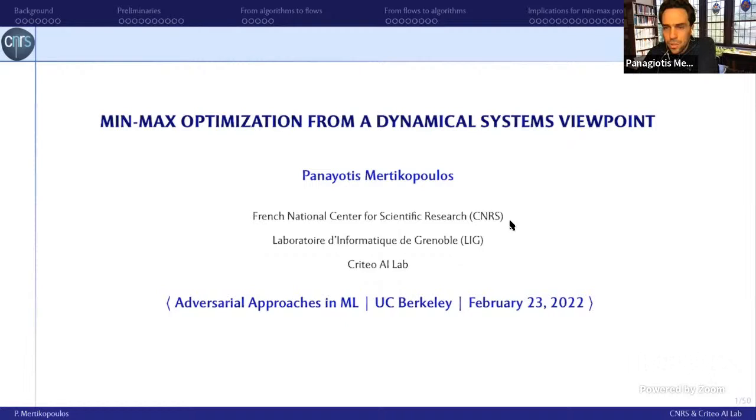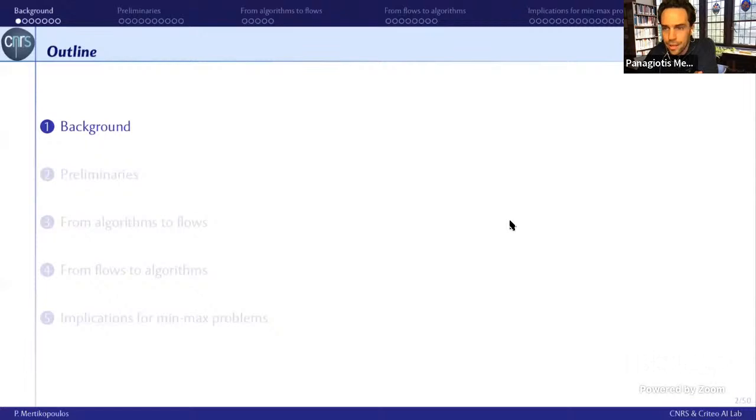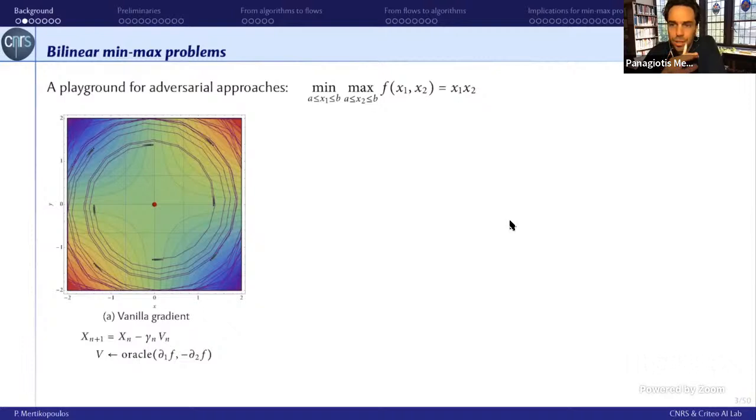Since I'm lucky enough not to be on the first day of the workshop, I will just skip everything that has to do with motivation, why we're interested in min-max optimization. If you're in the room, you probably know why you're interested. And I'll go directly into one of the most popular playgrounds that we're using to test our algorithms and to develop new ones. This is a figure that you've probably seen at least a couple of times. I'm pretty sure we'll see it at least three or four times until this workshop is over, and it has to do with this very simple min-max optimization problem.